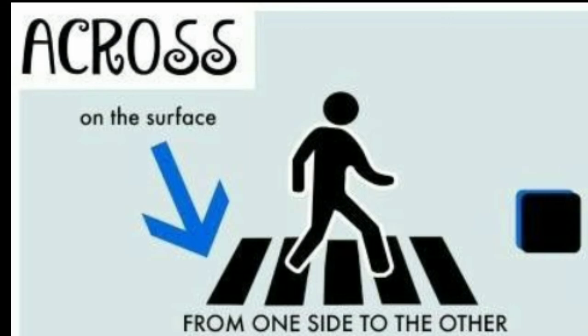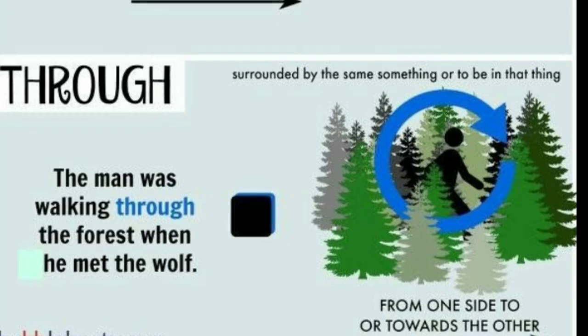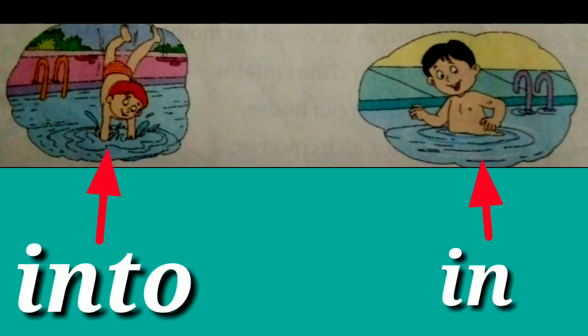Across means from one side to the other, and through means from one side to or towards the other, or surrounded by something, or to be in that thing. Here you can see the example. The man was walking through the forest when he met the wolf. Now see the correct use of into and in. Into shows a movement from one place to another, and in shows position in one place.